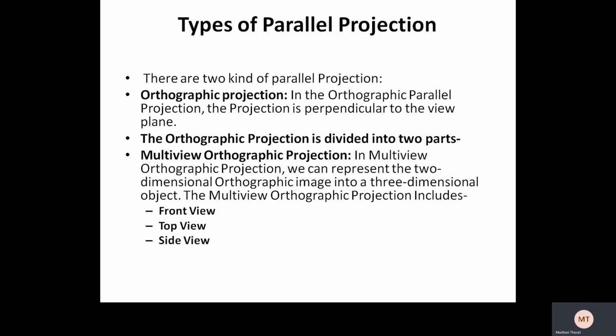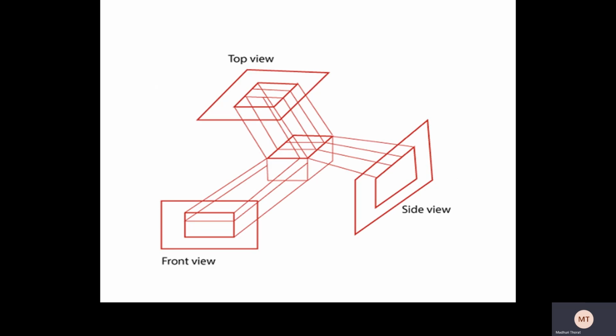There are some types of parallel projection. The first one is the orthographic projection, and the second one is the multi-view orthographic projection. First of all, we see the orthographic projection. In orthographic parallel projection, the projection is perpendicular to the view plane, and this projection is divided into two parts. The first one is the multi-view orthographic projection. In multi-view orthographic projection, we can represent the two-dimensional orthographic image of a three-dimensional object. The multi-view orthographic projection includes three views, that is the front view, top view, and side view.